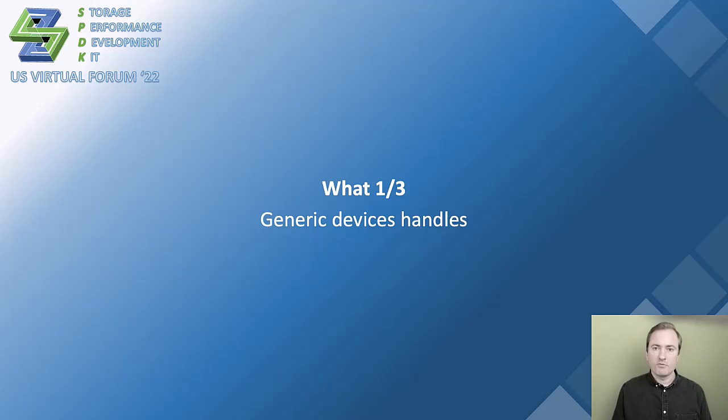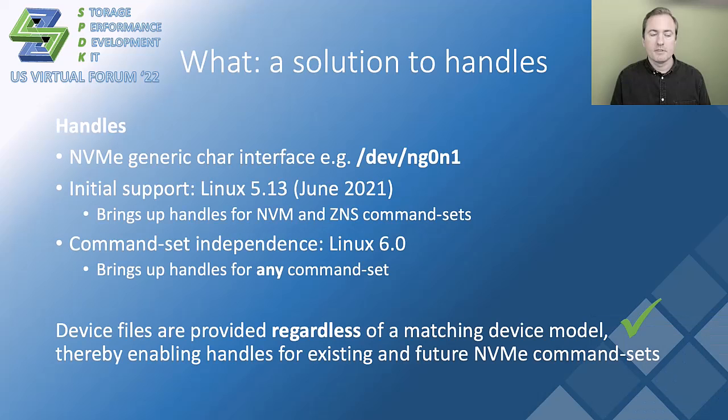This brings us to the first of three parts on how to meet these goals, and that's generic device handles. The solution is now provided in upstream Linux, and the initial support came in Linux 5.13. It consists of exposing the NVMe namespace as a different type of device in the file system, specifically a char device, under the naming convention of ng instead of nvme. With 5.13, that got introduced for NVM and ZNS command sets, but now with Linux 6.0, these handles are brought up for any command set.